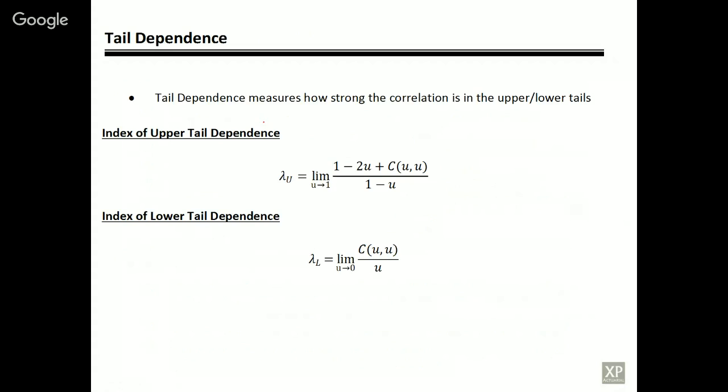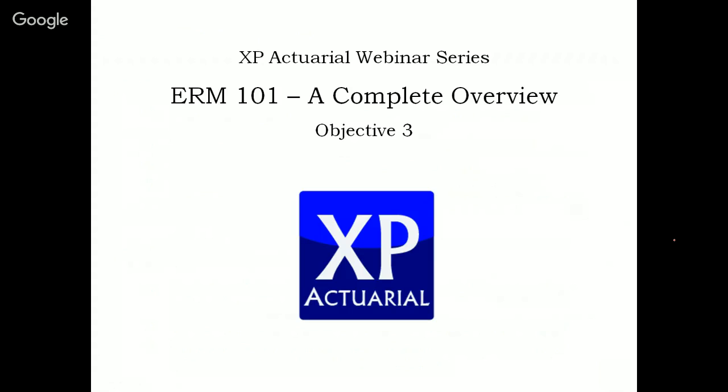Another important concept from copulas is tail dependence. Tail dependence measures how strong the correlation is in the upper and lower tails. Here, an exam question might ask you to find the upper tail dependence or lower tail dependence for a copula, and I would memorize both of these formulas. It's basically a limit formula. One hint is that you'll need to review L'Hopital's rule, because often you'll need to apply that to solve these limits. Now we'll cover objective 3.